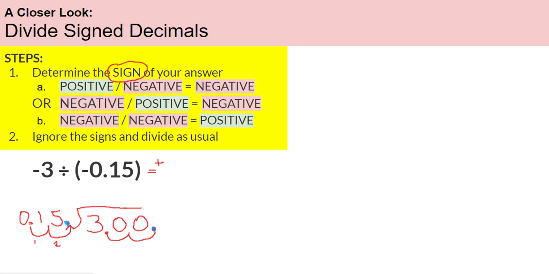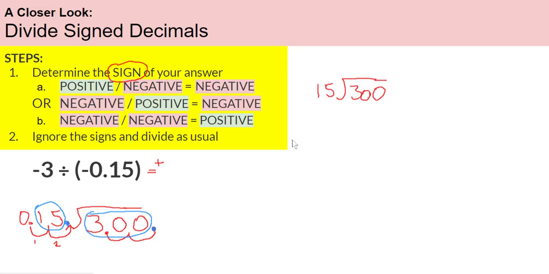Right, so I got a new problem. Look what I have. I have 15 and I have 300. So that's -3 divided by -0.15. Another way to write that is the same thing. It's kind of like writing equivalent fractions, right? We could write it as 15 on the outside, so it's 300 divided by 15. That's the problem.